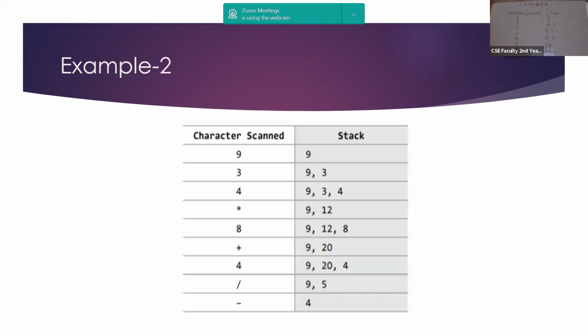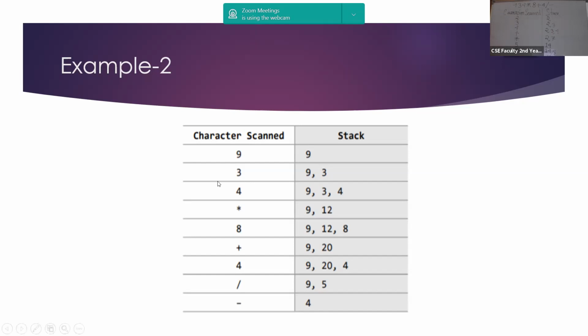So similarly, this is example number 2. Okay, here they have not given the postfix expression. So I can write the postfix expression for you. So the postfix expression will be 9, 3, 4, multiply, 8, plus, 4, divide, minus. So this is the question. This is given to you and you have to evaluate it.